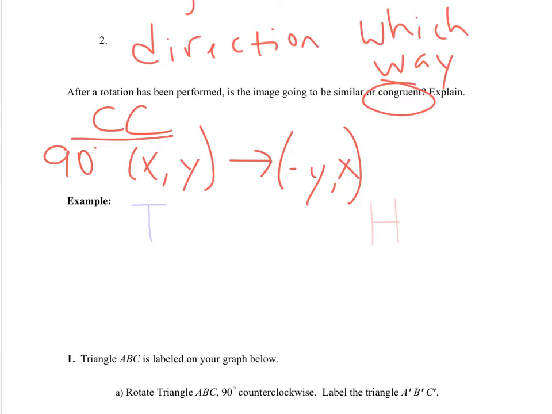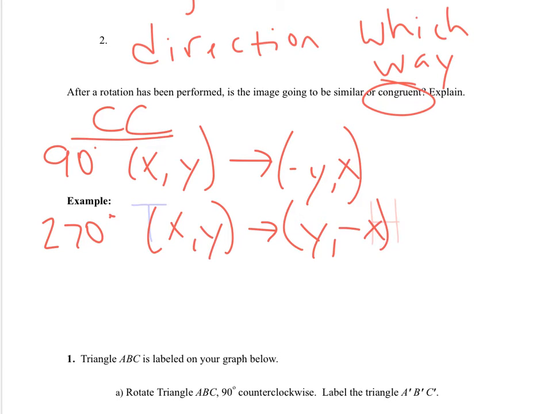All right? And then for 270, I'm going to have x and y. And remember, this is clockwise of 90. They're going to have the same rule. My y stays the same but becomes my x, and I do the opposite of my x. Okay? And my x now is my y.